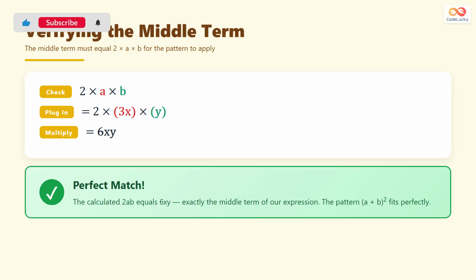Before jumping to the final answer, we must verify that the middle term fits the pattern. According to the identity, the middle term should be 2 times a times b. Plugging in our values, we get 2 multiplied by 3x multiplied by y, which equals 6xy. That exactly matches the middle term of our expression. So the pattern a plus b whole squared applies perfectly here.